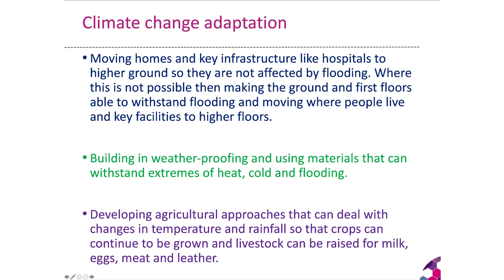Moving on, what are the key climate change adaptation measures that we can think about and work on? We can move homes and key infrastructure like hospitals to higher ground so they are not affected by flooding. Where this is not possible, then we can make the ground and first floors able to withstand flooding and move people to live and move key facilities to higher floors so that the ground and first floors are floors where water can flow through and not damage the building and not damage property and not damage and affect people.